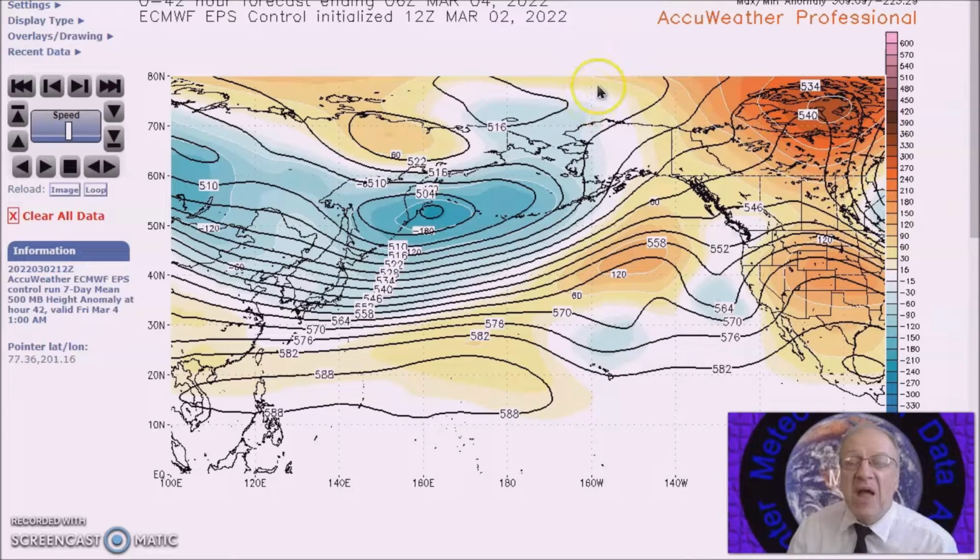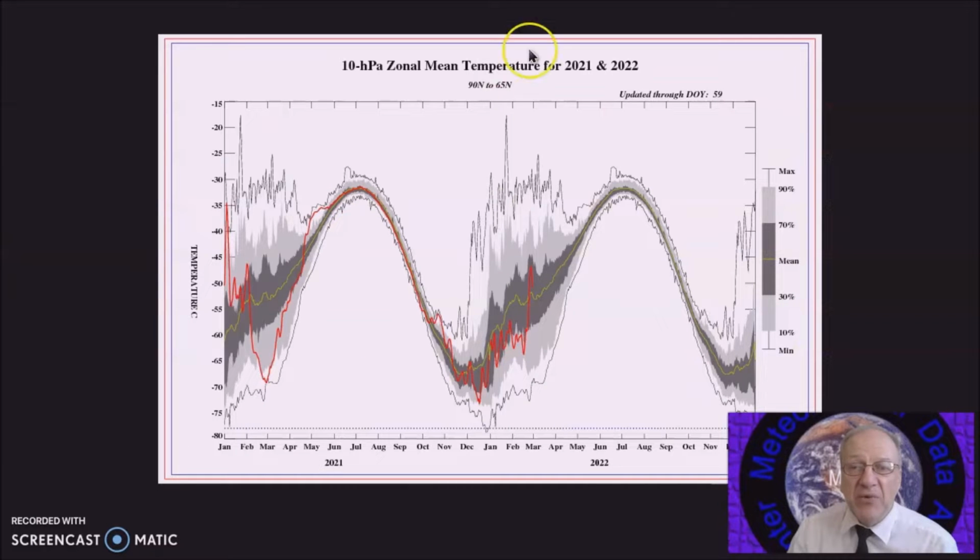Now, a quick look at the stratospheric warming. There is warming occurring. This is a chart. And you can see there's some significant warming going on. And we have to see what this leads to. It's probably going to lead to colder temperatures across the north central states or the central states as a whole. We'll have to see how that goes.